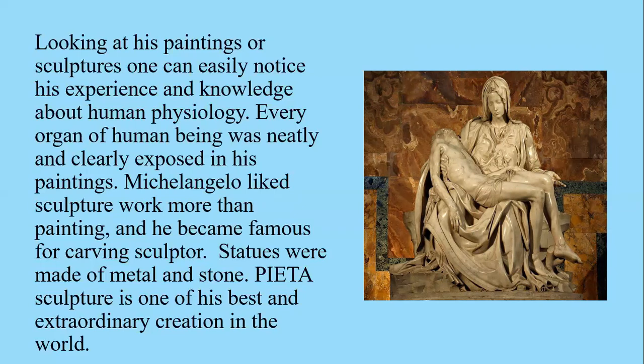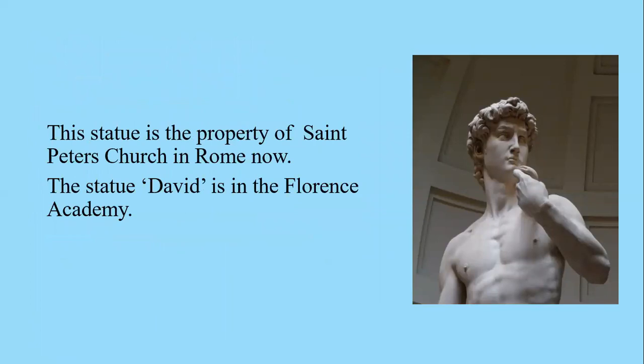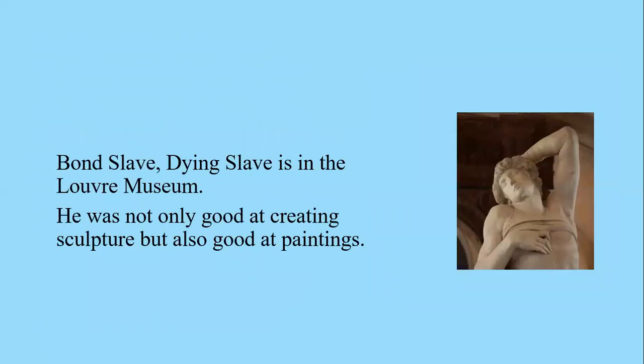The Pieta sculpture is one of his best and extraordinary creations in the world. This statue is now the property of Saint Peter's Church in Rome. This statue, David, is in the Florence Academy. It is a famous sculpture. The Bound Slave and Dying Slave are in the Louvre Museum.